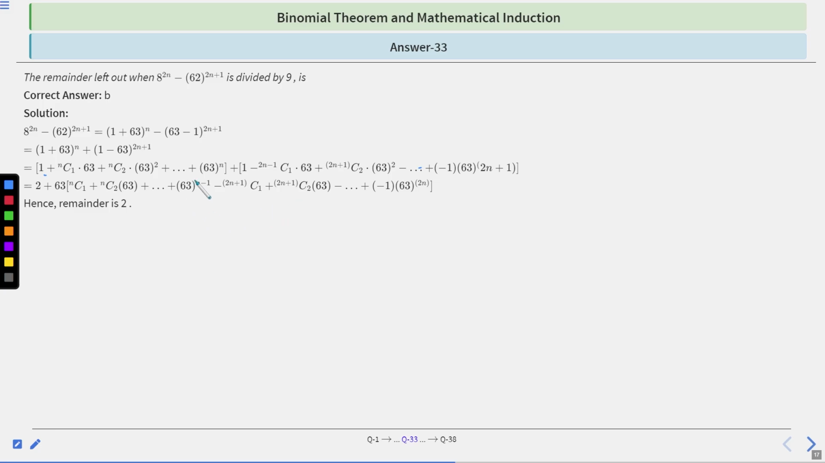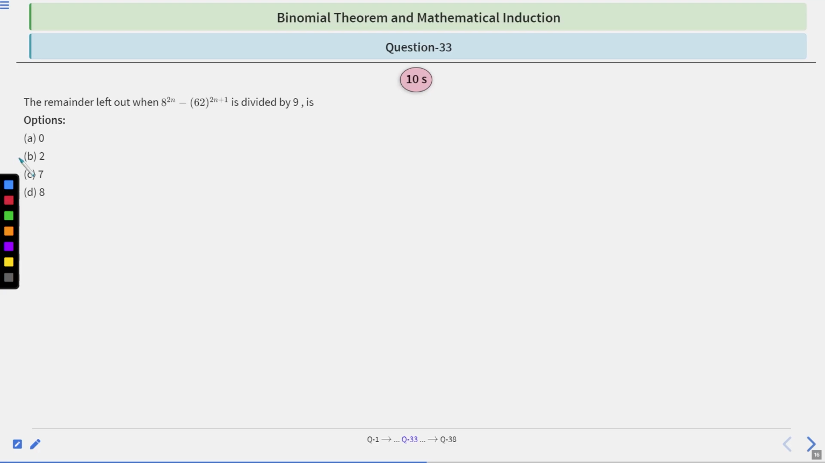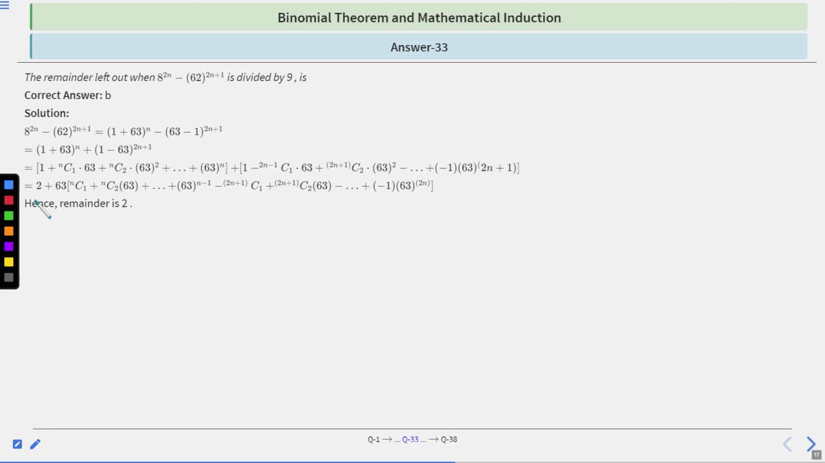Clear? So when we divide this expression by 9, since 63 is divisible by 9, 2 will be the remainder. Clear? So I think option B is the right choice. 2 will be the remainder. Clear? Now let's move to the next question.